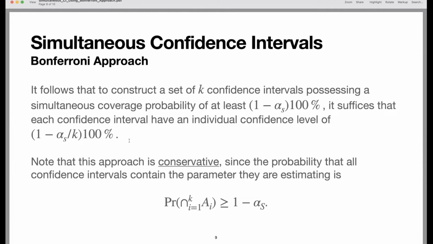Now, note that this approach is conservative, since the probability that all confidence intervals contain the parameter they're estimating is greater than or equal to 1 minus alpha sub s. In that sense, this is conservative. We may want this lower bound to be 95%. We may construct these confidence intervals in such a way that the simultaneous coverage probability is at least 95%, but it's very likely that the coverage probability will actually be greater than that, but it's not going to be less than that. And that is how we go about doing it.